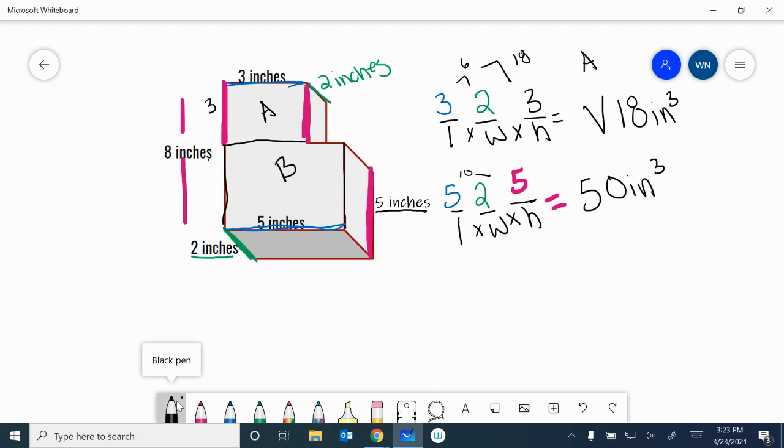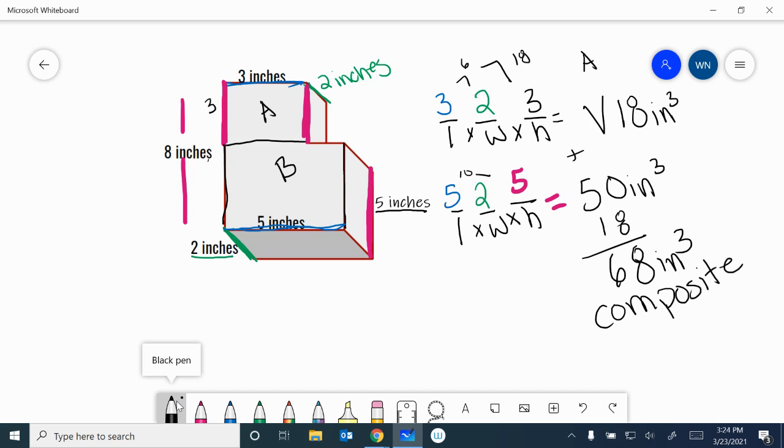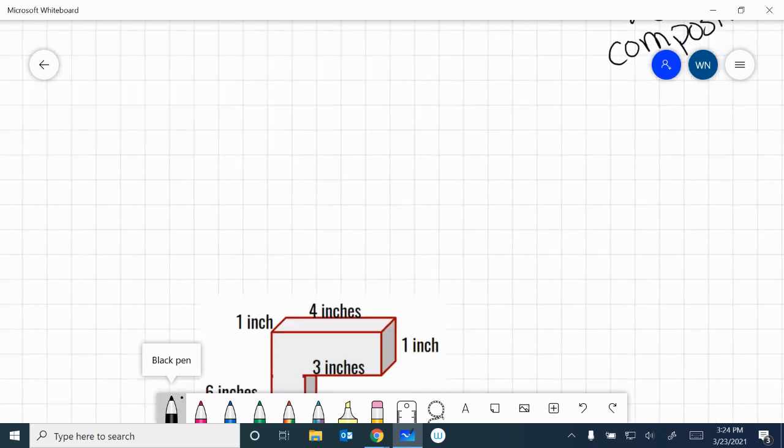Now all we have to do is add those together. 50 plus 18 is going to get me 68 inches cubed as our composite volume. See, that wasn't so bad. Let's try another one.